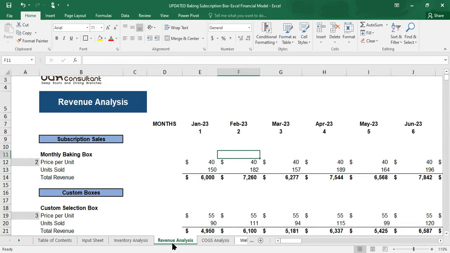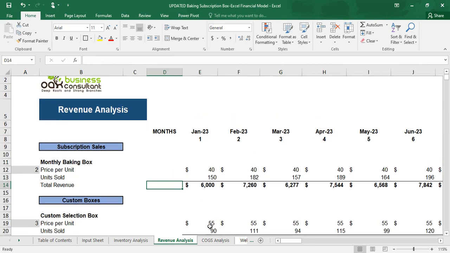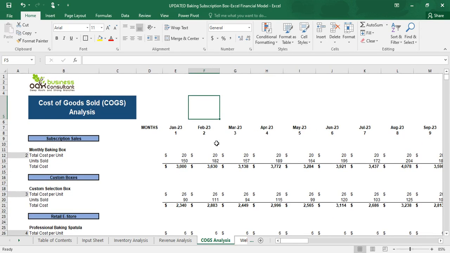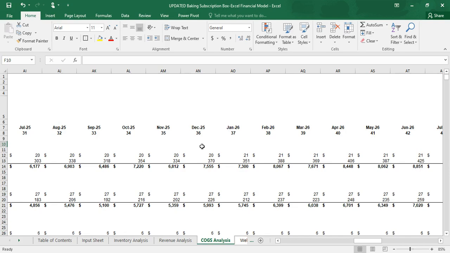Then in the revenue analysis sheet, we have calculated the total revenue generated from each product for each month. Then we have also calculated the total revenue for each month. Similarly, in the cost of goods sold sheet, we have calculated the total cost incurred for each product for each month. Please note that this is a 5-year projection, so the total months in this analysis sheet is 60.